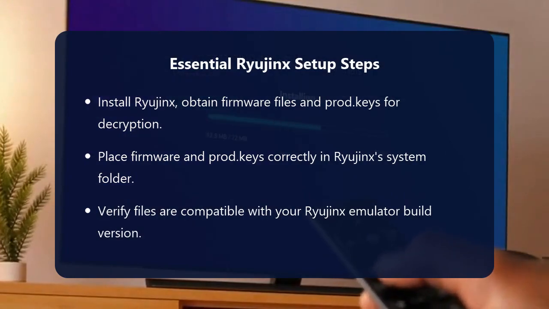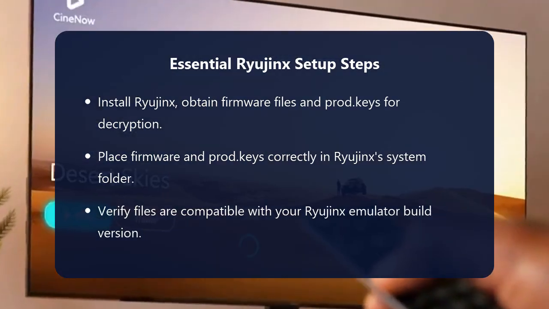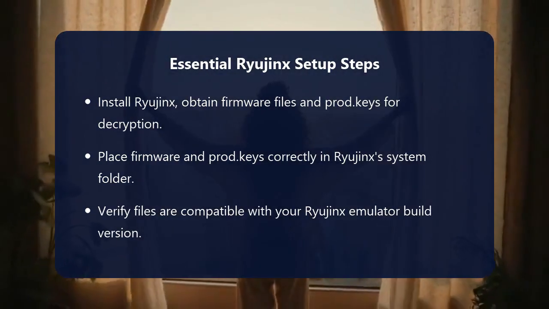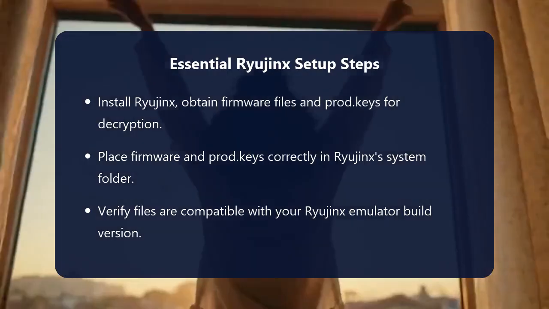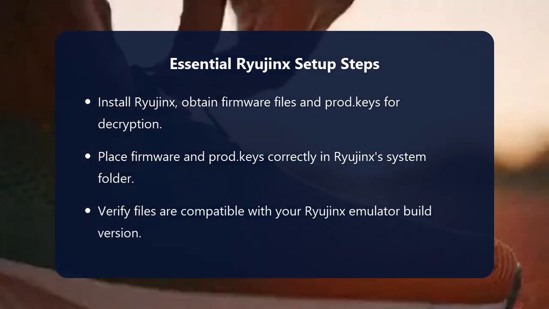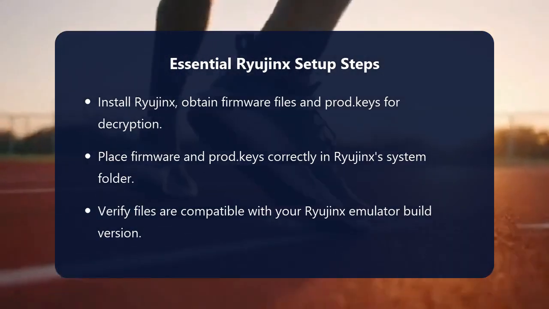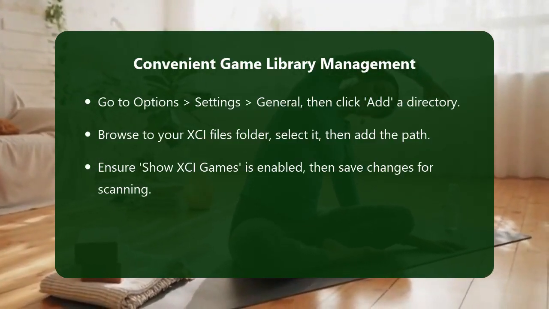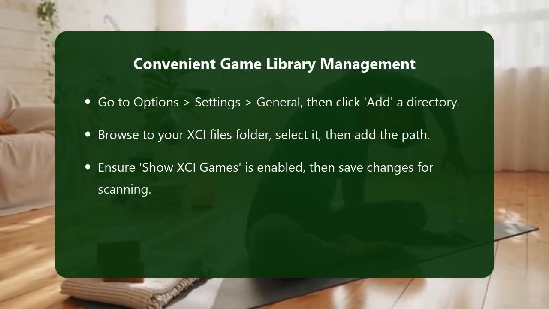Before attempting to load any XCI, ensure you have Ryujinx properly installed and configured. This includes having the necessary Switch firmware files and the prod.keys file, which are crucial for Ryujinx to decrypt and run games. These files typically need to be placed within Ryujinx's system folder, usually found by navigating to File, Open Ryujinx folder, and then into the System subfolder. Without the correct firmware and keys, Ryujinx will either fail to launch games or display errors, so verifying their presence and version compatibility with your Ryujinx build is your first critical step.